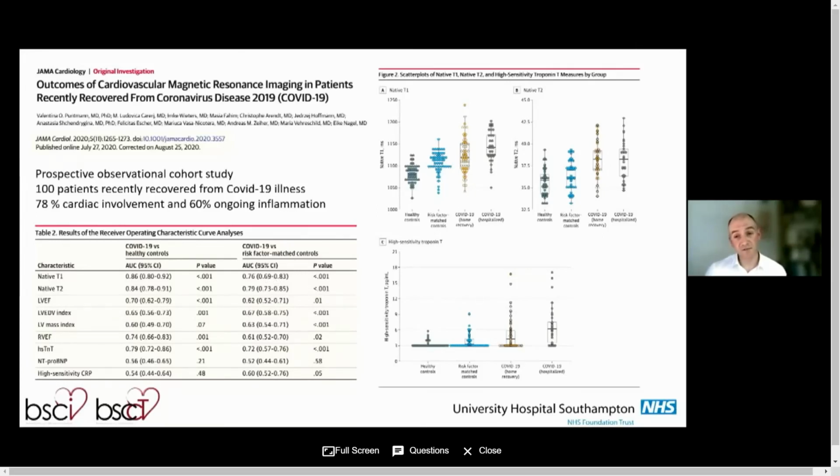So this is showing really interesting data that in anyone who has COVID-19 infection, there is a risk that they have some evidence of myocardial injury, even if that is asymptomatic. I think in this study, they found 78% of the 100 patients that they studied had some evidence of cardiac involvement, and 60% of them had evidence of ongoing inflammation. I understand the mean time between diagnosis of COVID and scanning was about 67 days in these patients. So a really interesting study showing the benefit of these very sensitive techniques for looking at changes in myocardial architecture.